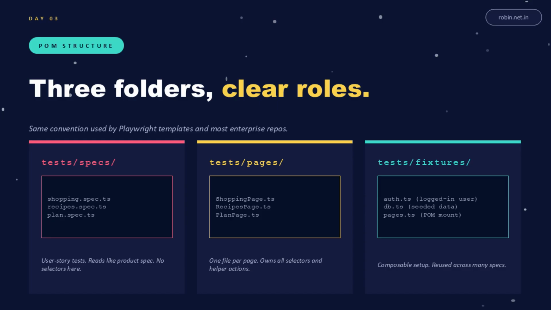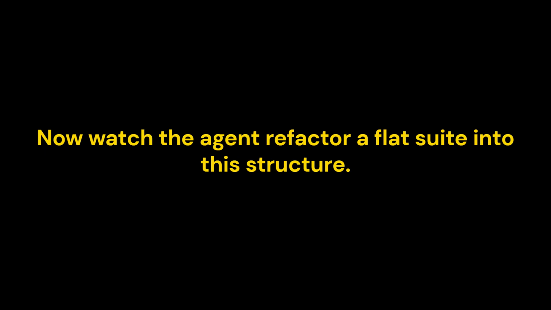3 folders. The specs folder holds user story tests. Reads like product spec, no selectors. The pages folder holds one file per page. Shopping page, recipes page, plan page, owning selectors and helper actions. The fixtures folder holds composable setup, auth, seeded database, page object mount.